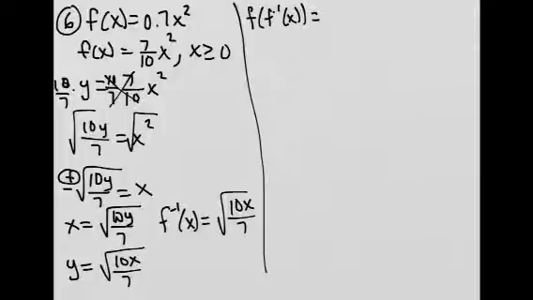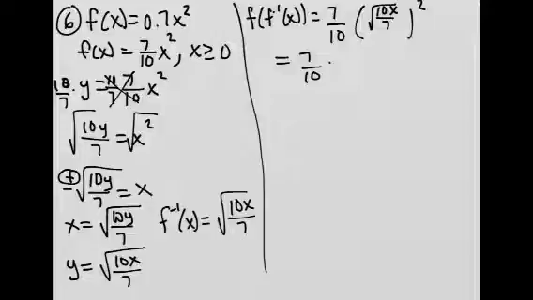And so I'm going to take the f of x, and in the parentheses I'm going to put in f inverse of x. Okay, so when you square a square root, you get just the number inside. So 7 over 7 is 1, 10 over 10 is 1, so I'm left with x.